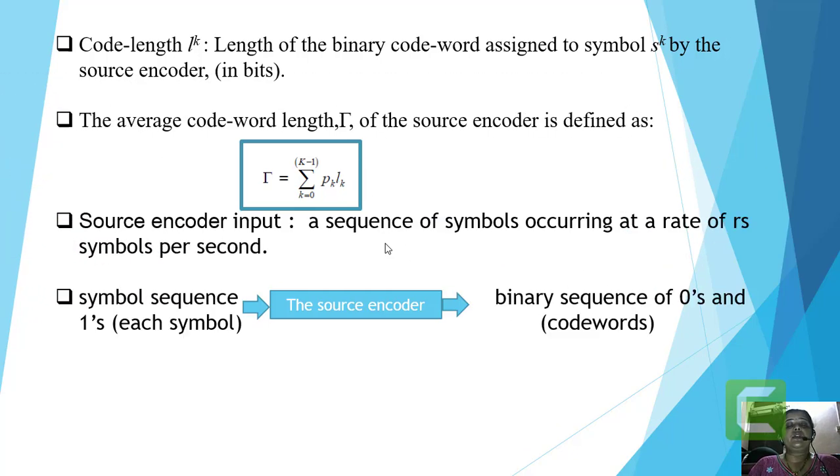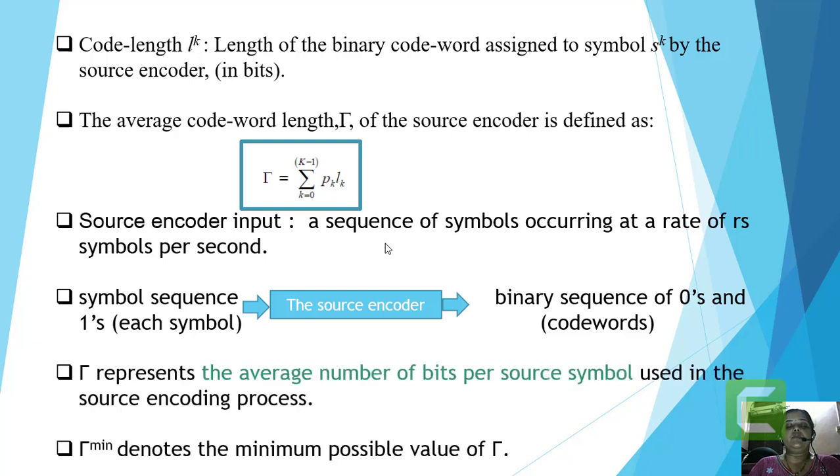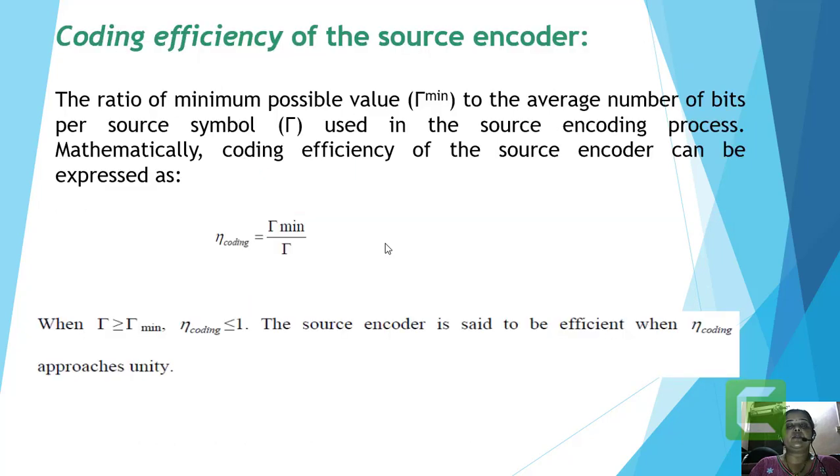So every source encoder will have the input as a source symbol, and that source symbol will be converted into a binary sequence of zeros and ones. That means the input for the source encoder is a symbol and the output will be the code word. This rho represents the average number of bits per source symbol which are used in the source encoding process. There is another term which is expressed as rho minimum, and this rho minimum denotes the minimum possible value of rho, that is, the average number of bits per symbol.